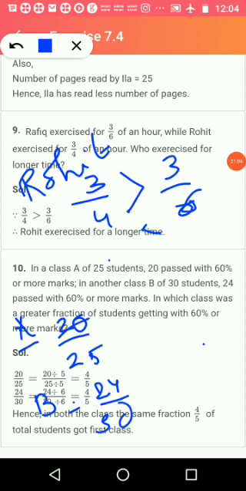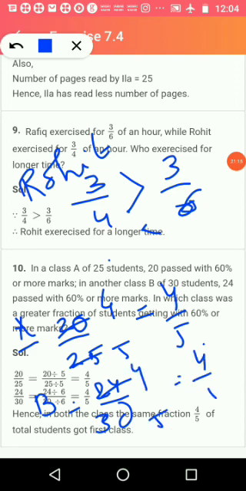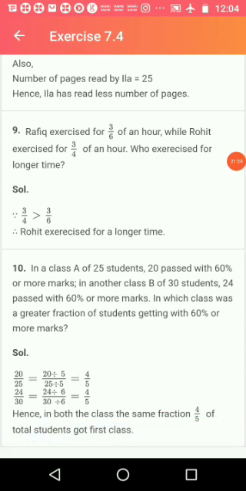So cancel: 5 4s are 20, 5 5s are 25. This is 4 by 5. Here again, 6 4s are 24, 6 5s are 30, 4 by 5. So both the classes have got equal pass percentage. Okay, that's it. Thank you.